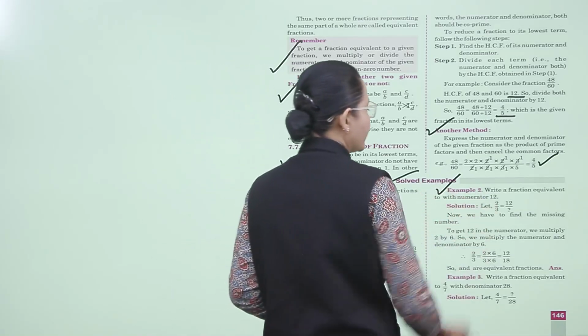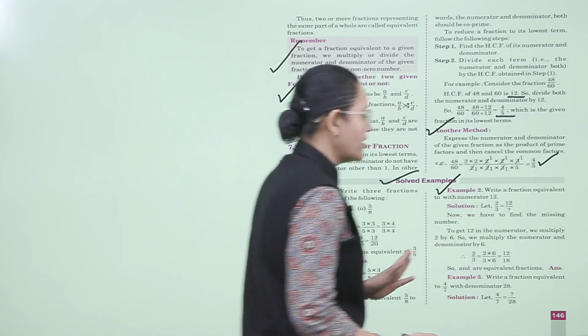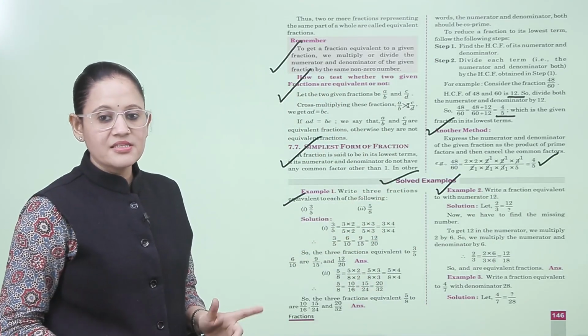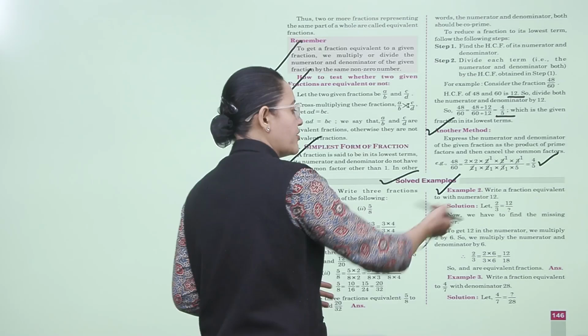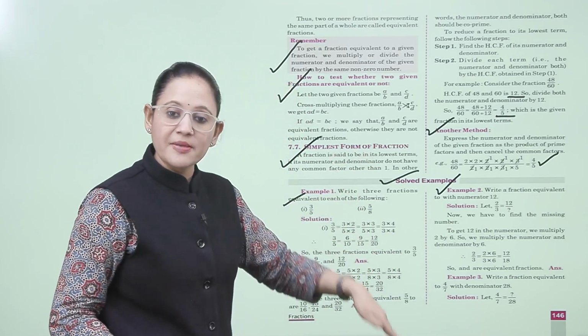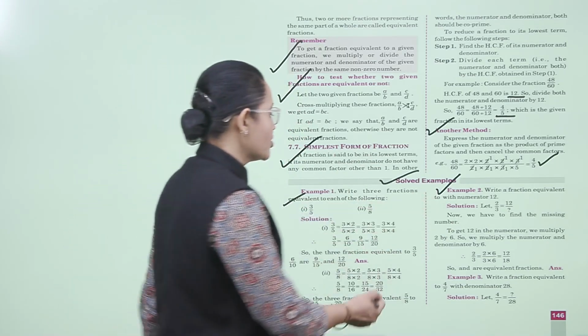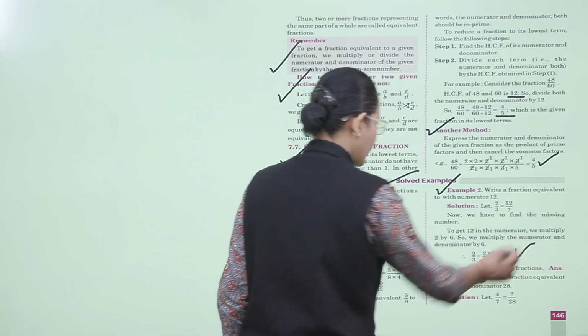Next example. Write a fraction equivalent to 2 by 3 with the denominator 12. Here our fraction is 2 by 3. We have to make the denominator 12. So for that we have to multiply it by 4. That means we will multiply the numerator with the same number, so that the value will not change, 4 into 2. So 8 by 12. Clear?